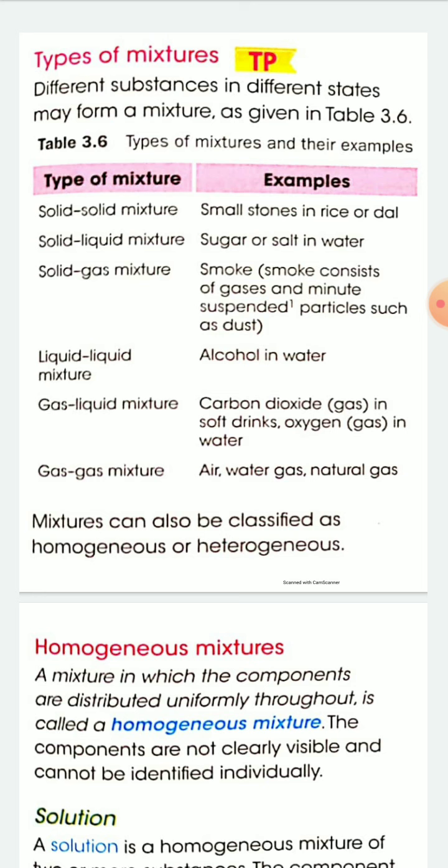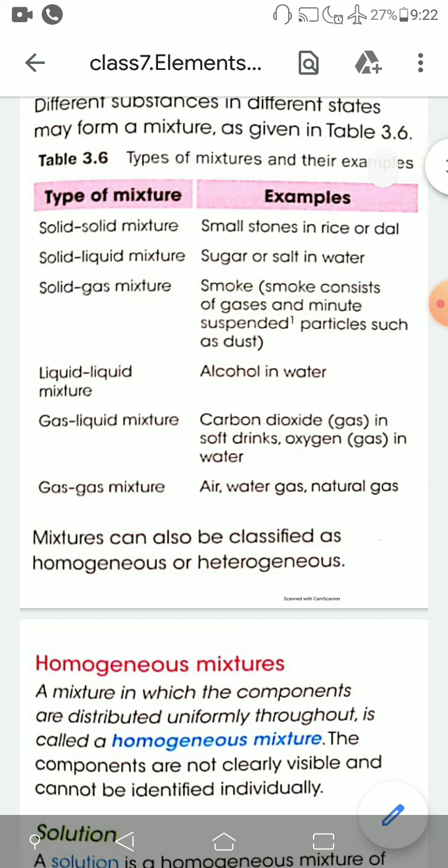And the next type of mixture is solid gas mixture, that is, solid in gas. Example is smoke. Smoke consists of gases and minute suspended particles such as dust. In smoke, suspended particles such as dust form a mixture with gas molecules like carbon dioxide, nitrogen, hydrogen, oxygen. So smoke is a solid in gas mixture.